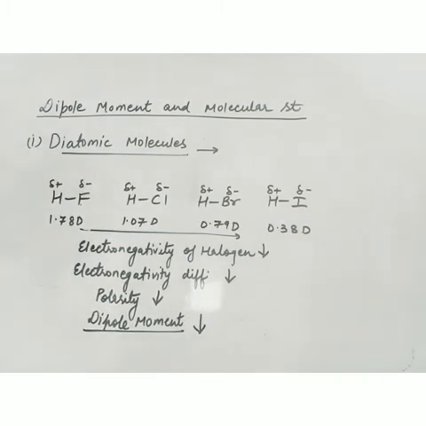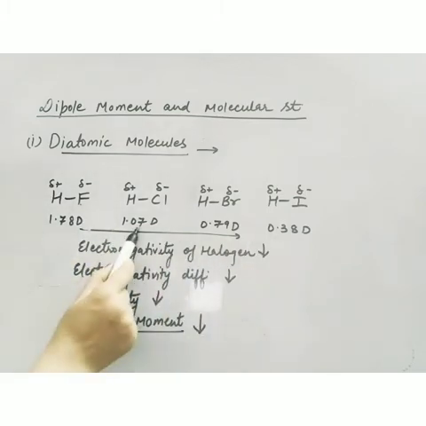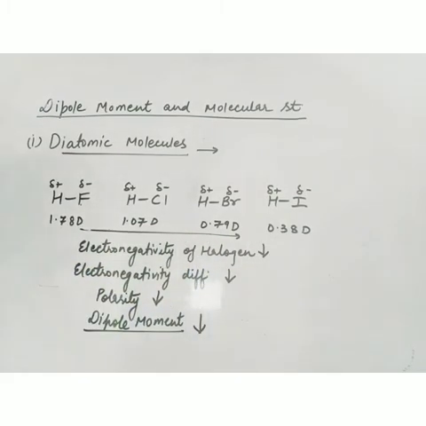Now this is further confirmed by their values. So these are the values: 1.78, 1.07, 0.79 and 0.38. So it means it is the most polar molecule having the highest dipole moment. So in diatomic molecules, since only two atoms are there, calculate the electronegativity difference. If the electronegativity difference is more, that molecule will be more polar, or it will be having more dipole moment.